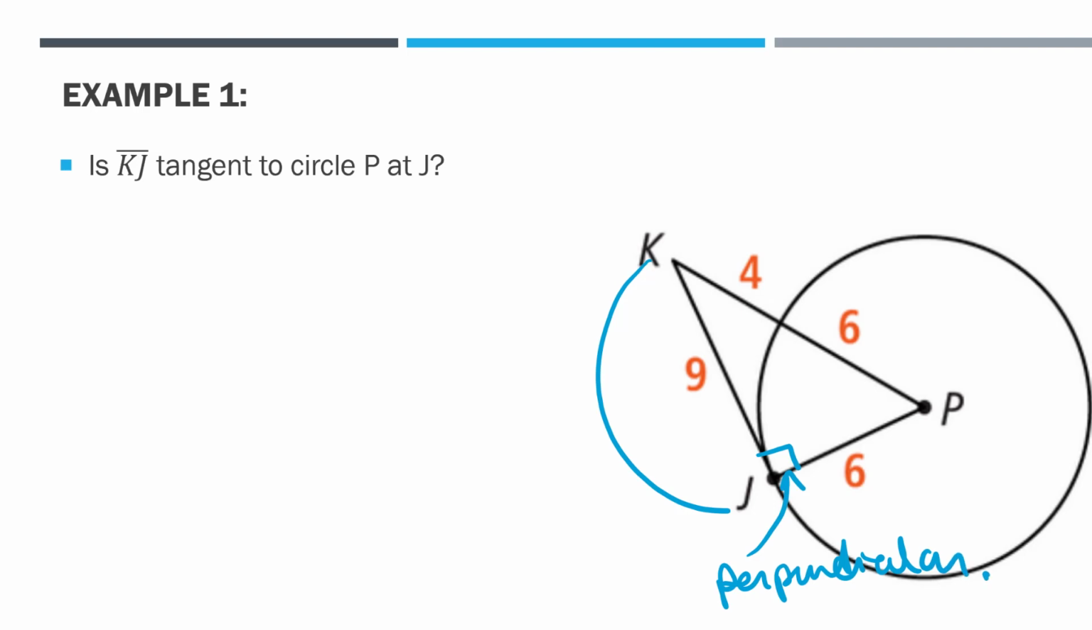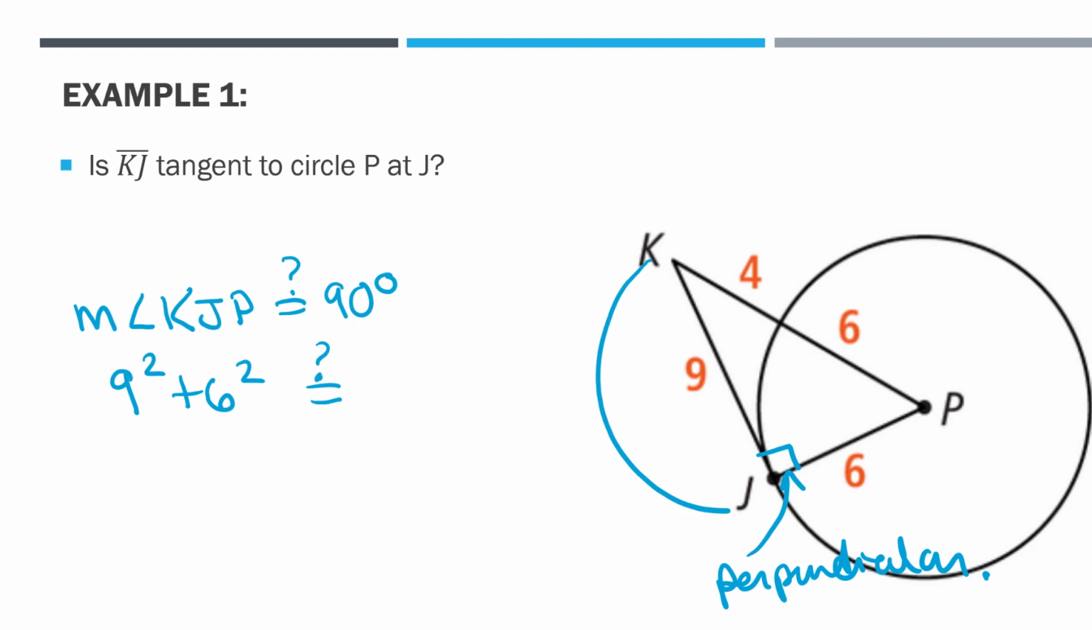So what we want to identify is whether the measure of angle KJP is 90 degrees. We have a right angle triangle, or we're trying to identify if it is a right angle triangle. So we're going to use the Pythagorean theorem. 9 squared plus 6 squared is equal to, well, we're not sure, so we're going to put a question mark over it, 6 plus 4 squared.